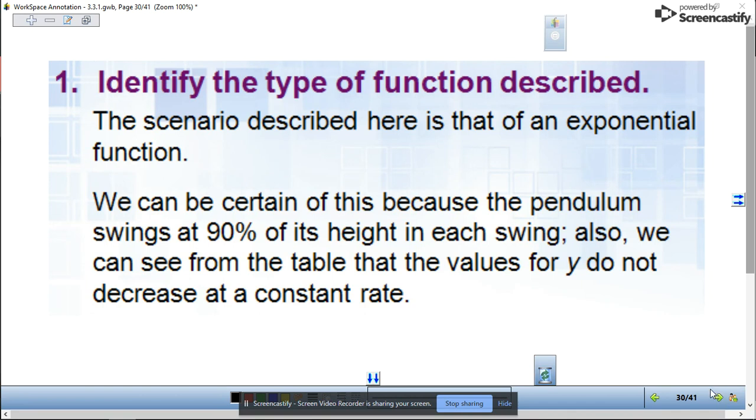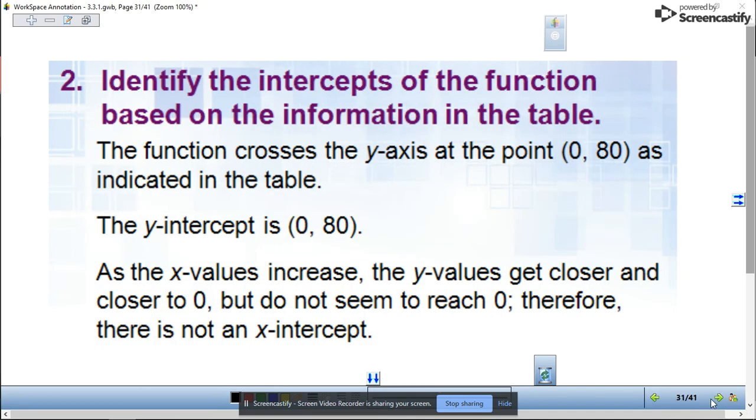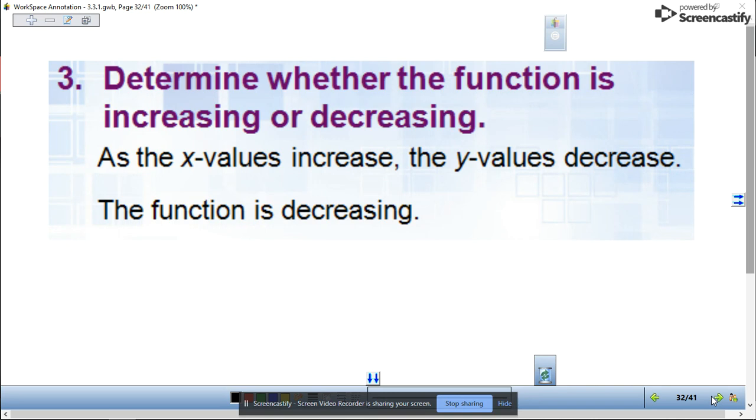You can also see from the table of values that it's not decreasing at a constant rate. Okay, you're not repeatedly adding or subtracting. So 2, identify the intercepts. Okay, well, back in that table we had (0, 80), right? Which meant that's your y-intercept. Okay, as your x is increased, the value gets closer and closer to 0, but does not seem to reach 0. Therefore, there is not an x-intercept. Okay, that never crosses. It gets close to it, but never does.